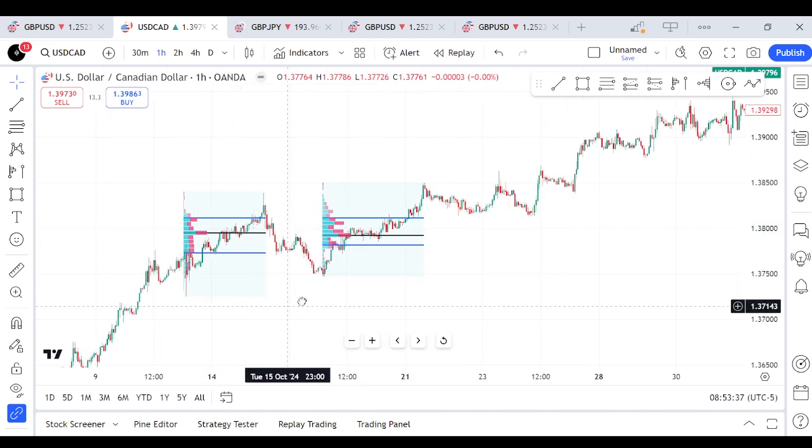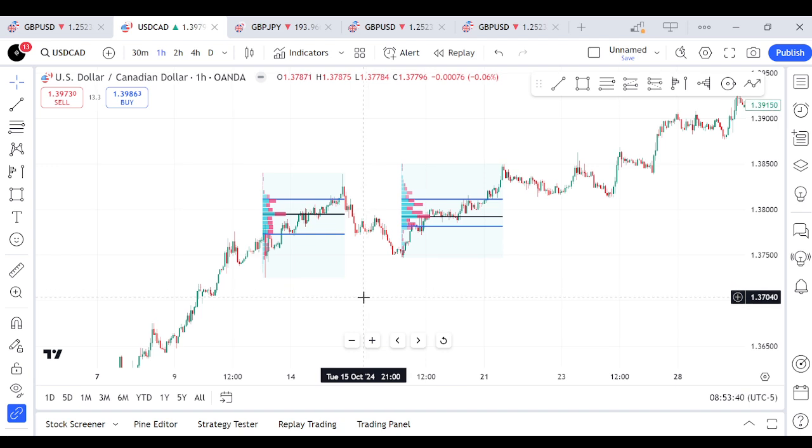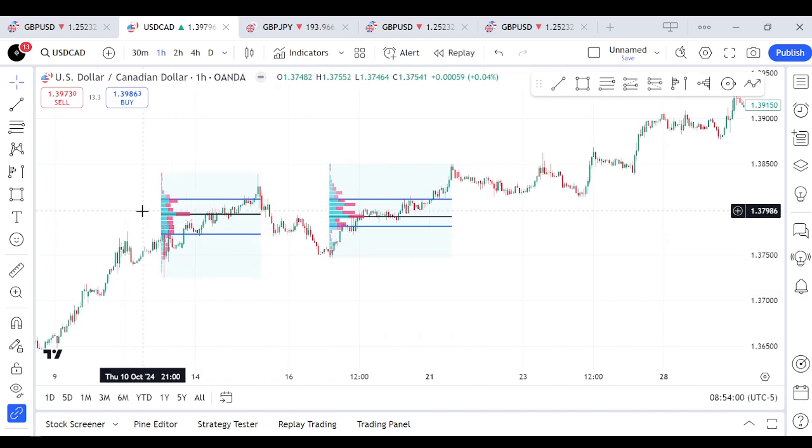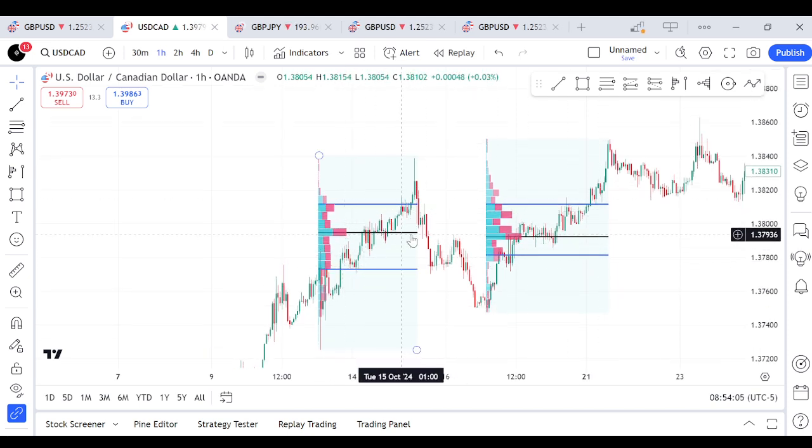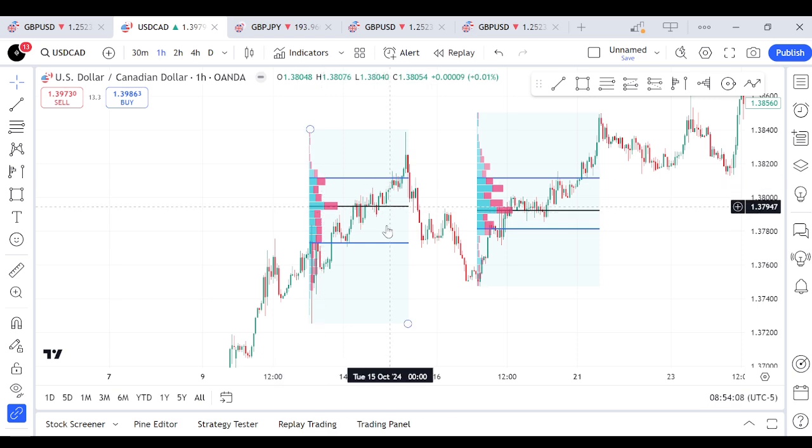So let me explain. Unlike traditional volume indicators which only show volume traded during a particular time, volume profile gives you a clearer picture of where market participants are most active. It's displayed as a horizontal histogram on the price chart, with each bar representing the volume traded at a specific price level. So these are the histograms, and each bar represents the volume traded at this price level within this time, from 11th October to 15th October.